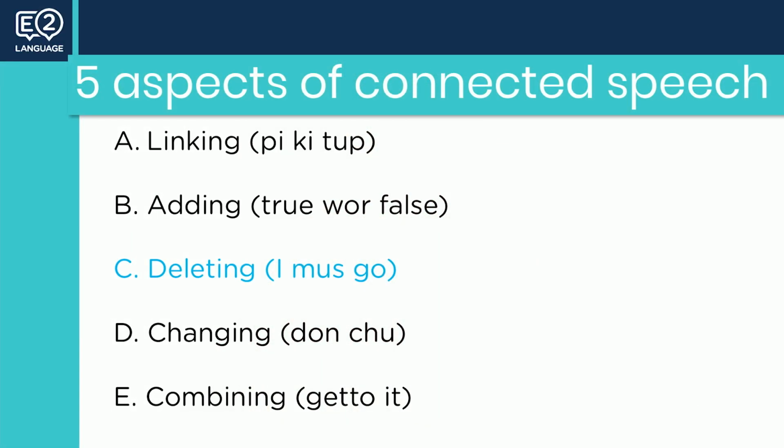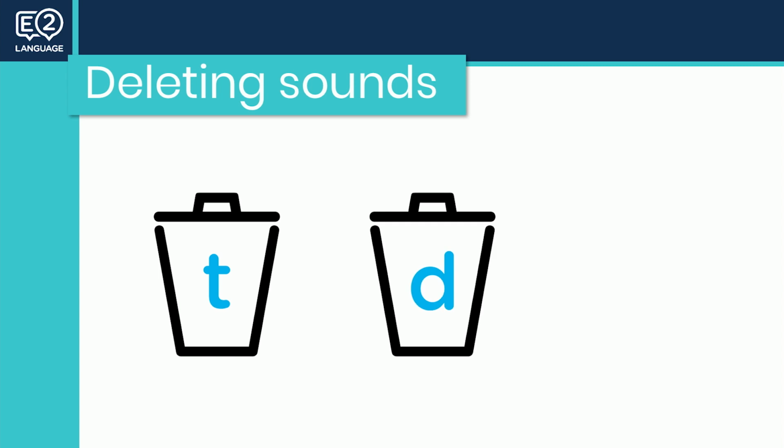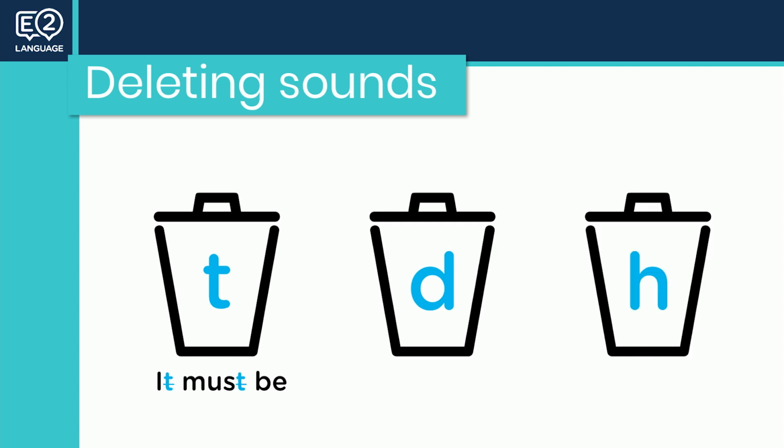Okay, rule C is pretty easy. It's a deletion. So we delete a particular sound when particular sounds come together, okay? So if you have a t sound, or a d sound, or an h sound, we often just delete these. I don't say it must be. I say it must be. I don't say you and me. I say you and me. There's no D sound there.